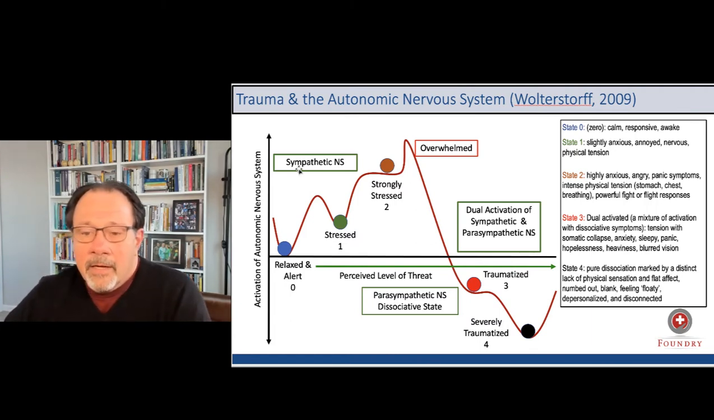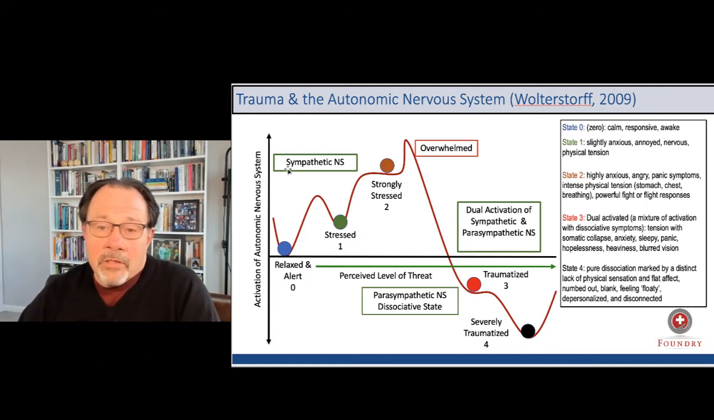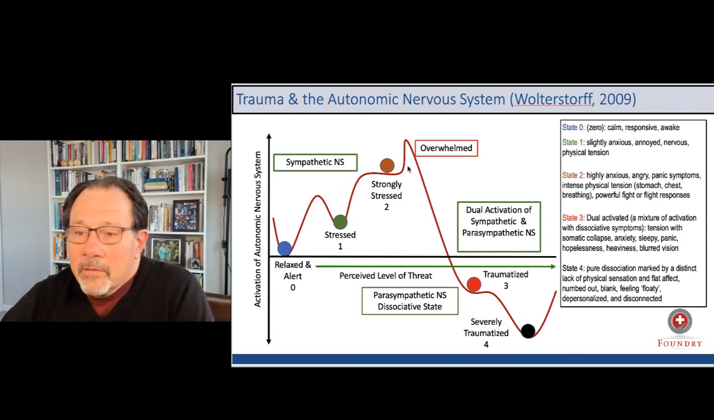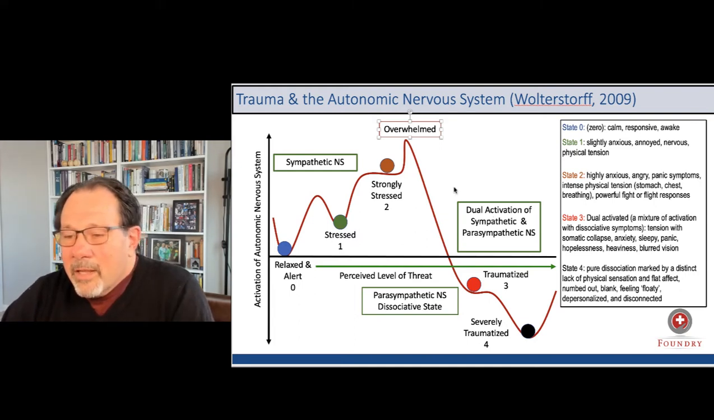So what we're really talking about in terms of the stress response is that the sympathetic nervous system is what is activated as we begin to feel increasing amounts of stress, as we move from being relaxed to stressed to strongly stressed. That's a process of the sympathetic nervous system, which is actually what allows us to go into the fight and flight system. And so once the sympathetic nervous system has become overwhelmed, or the fight-flight process was not successful in making the threat go away, the sympathetic nervous system and the parasympathetic nervous system go into a state of what they call dual activation. And we'll explain that a little bit more later.